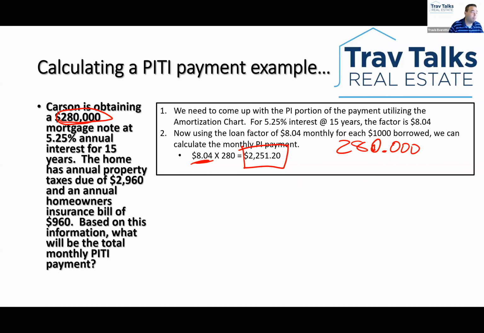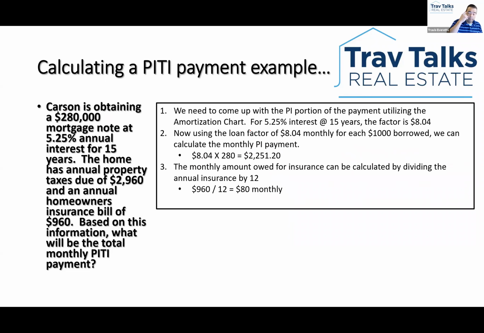But they want to know the PITI payment. So now we need to talk about tacking on taxes and insurance. It doesn't matter really if we do taxes or insurance first. We can do them in whatever order we want. I think on the slide here, I have insurance first. They tell us the annual insurance bill is $960, but that's annual. We need to break it down to monthly. So divide by what? 12. And that gives us $80 a month in insurance.